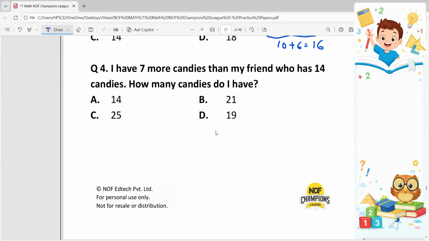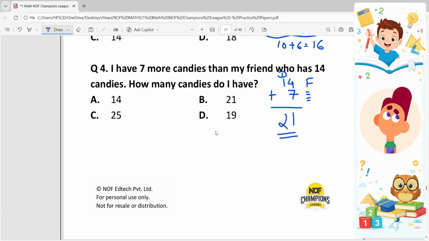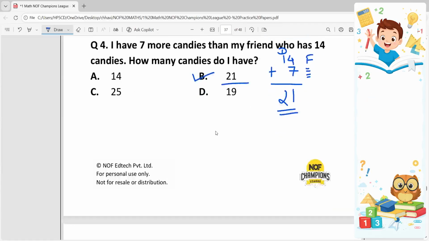Fourth question. I have 7 more candies than my friend who has 14 candies. How many candies do I have? I have 7 more than my friend, and my friend has 14 candies. So I will have 7 more than that, which means we have to add. 4 plus 7 is 11, so 1 here and 1 carried over here. So 1 plus 1 is 2. So I have 21 candies. So option B is the correct answer.